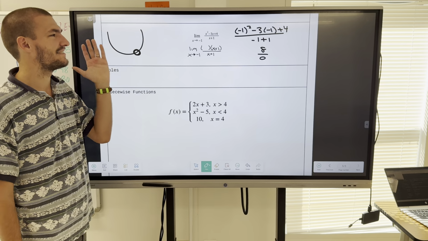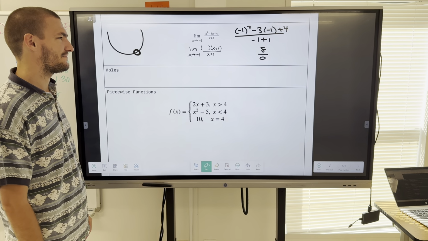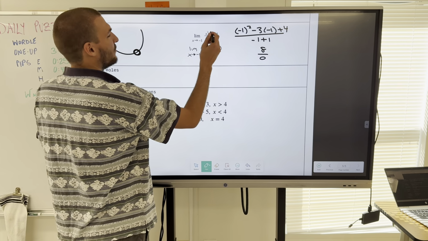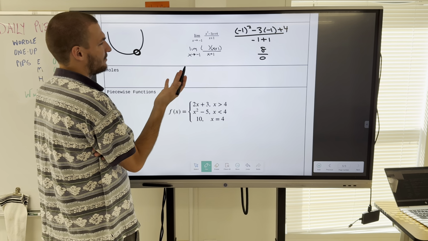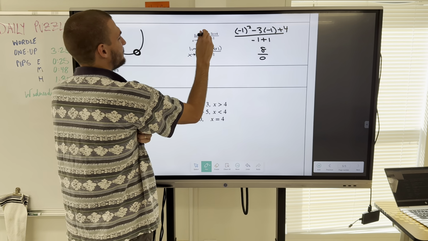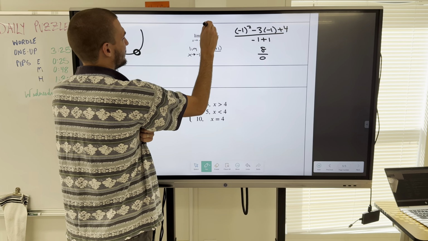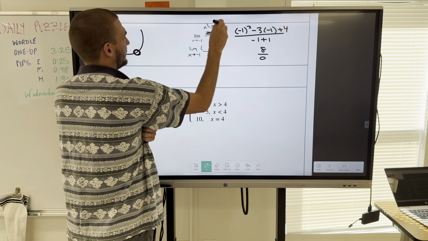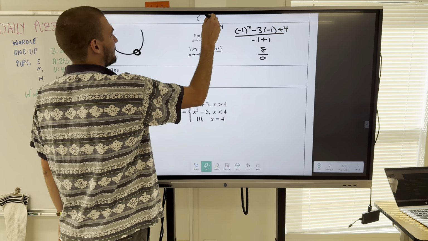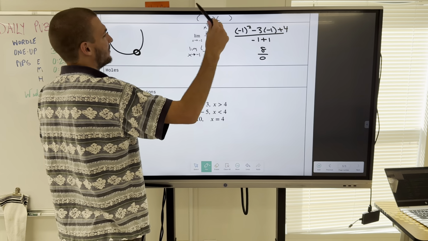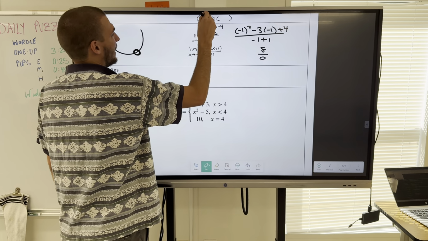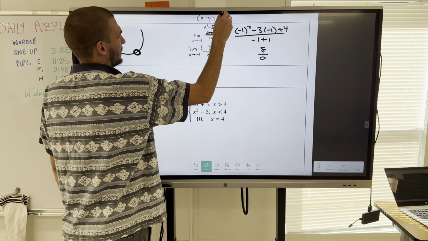But let's change the question to make it work. That's okay. We'll need to change this. It can't be a +4 in order for it to work. It would have to be a -4. What a bummer. X squared minus 3x minus 4. Now if it's a -4, we can factor it better. Multiplies to make -4, adds to make -3. X minus 4, x plus 1.